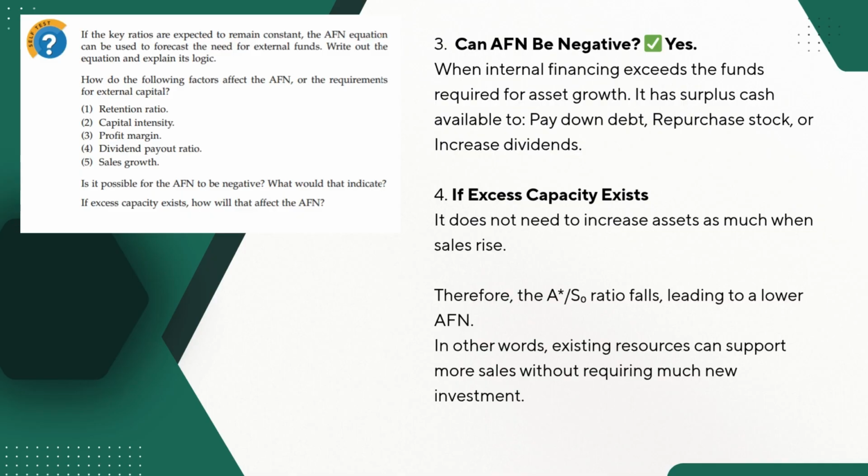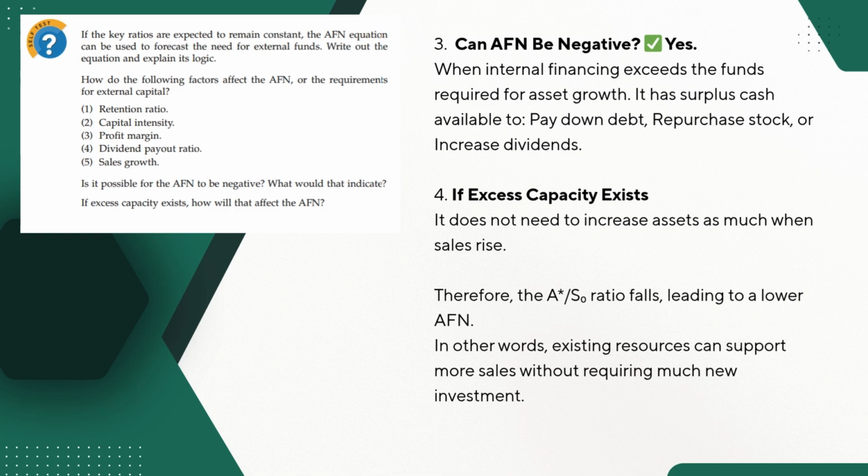So in summary, AFN rises when growth and capital needs outpace profits, and it falls or turns negative when internal resources or existing capacity can sustain expansion. This is why managers must look beyond sales target. So they must ask, can our internal resources support this growth or do we need to borrow? So that's how crucial they have to discuss and deliberate.